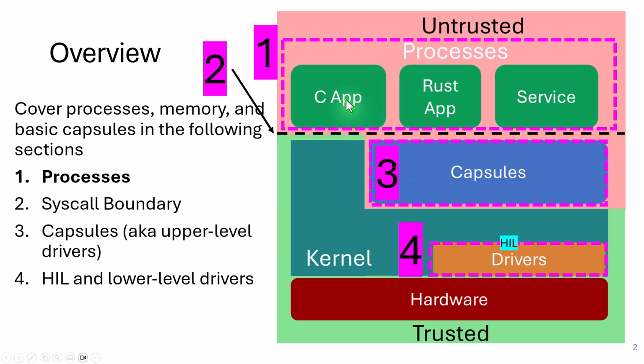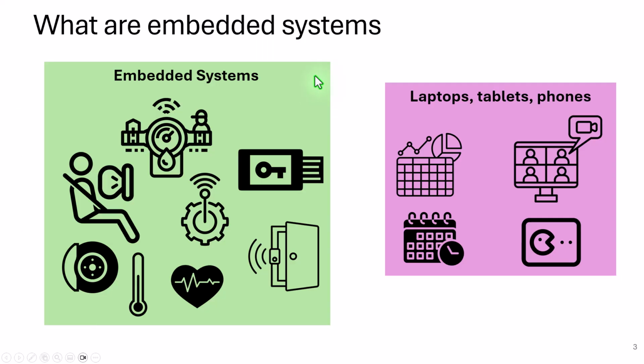So taking a step back to the bigger picture to get a sense of what the processes are and their requirements, look at what they would be doing. And they're going to be doing things that are for an embedded system. And that brings up the question of what really is an embedded system.